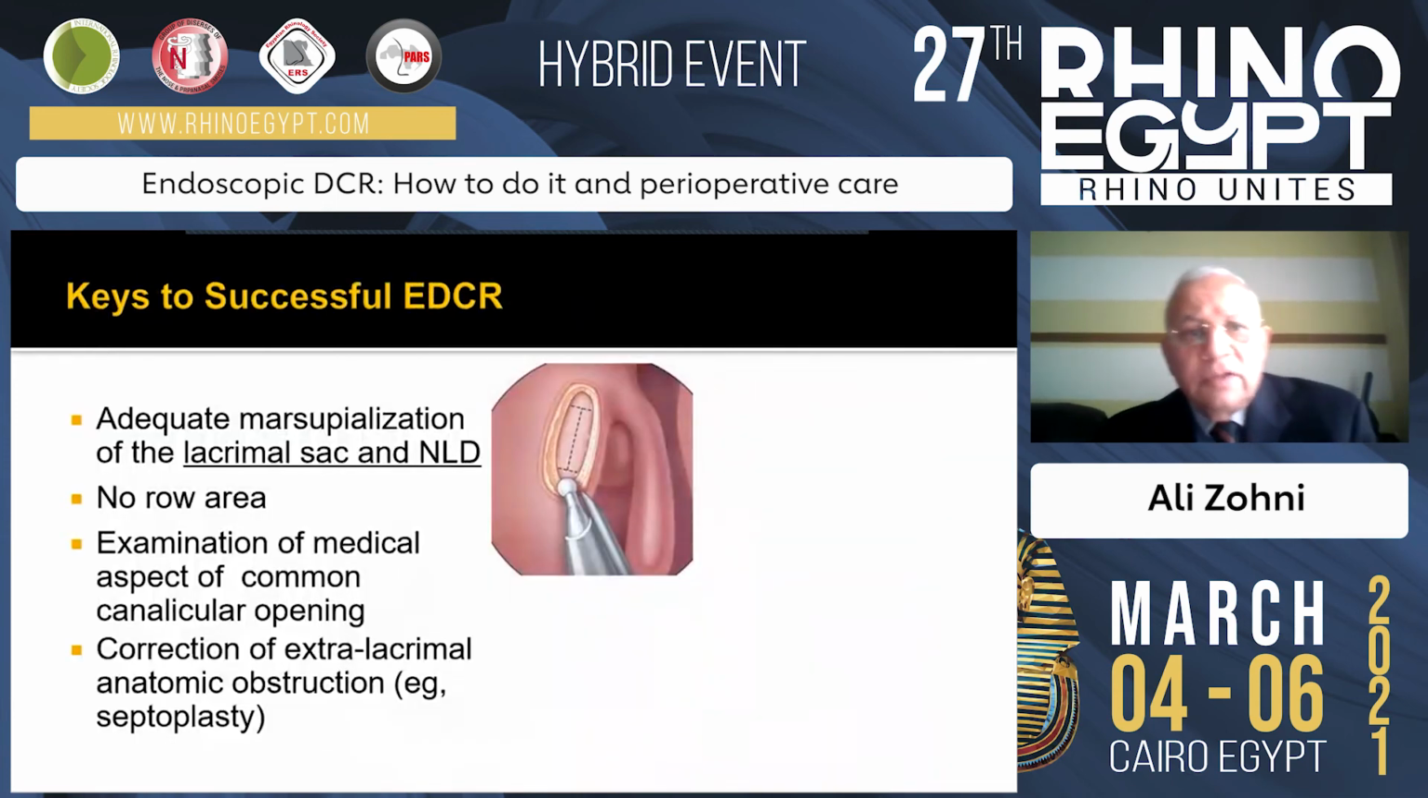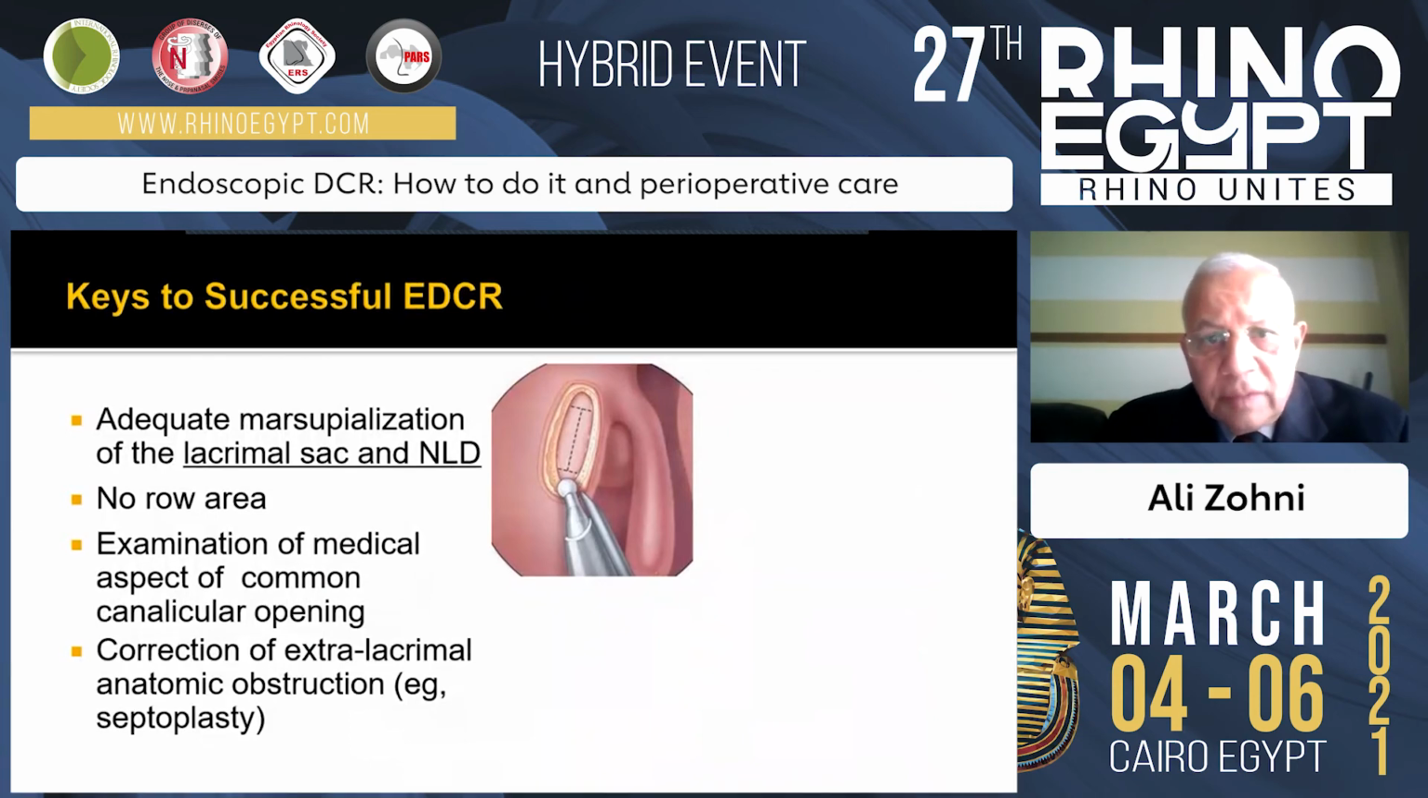So the main advantage and the key success points in this technique is that we are not following the traditional teaching of having a bony window overlying the sac. We don't leave any raw area. The medial side of the common canalicular opening is detected and inspected and can be manipulated at the same time. If we have extra lacrimal anatomic obstruction, this can be addressed at the same time.